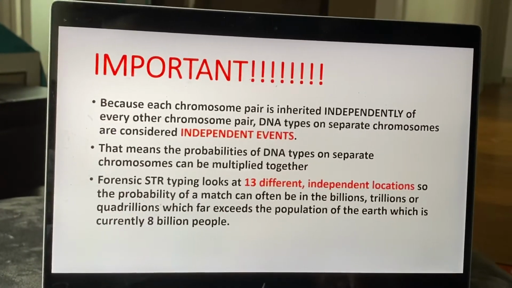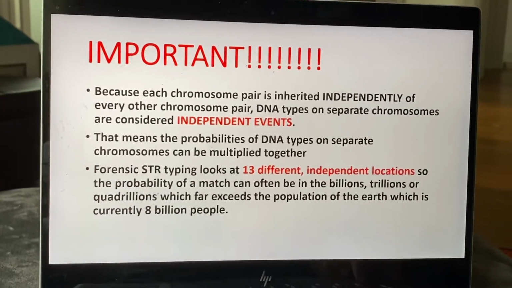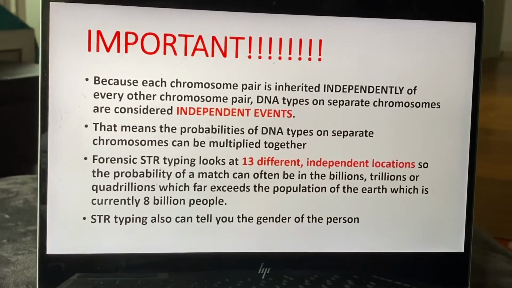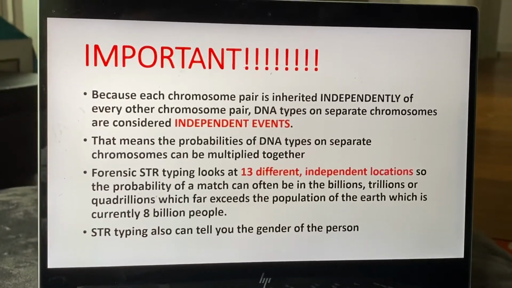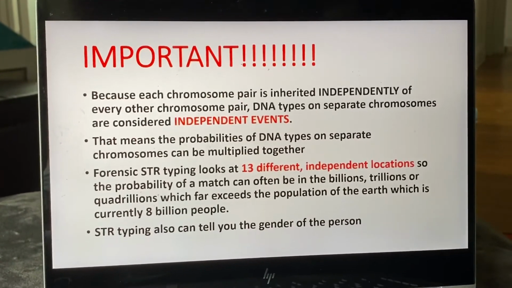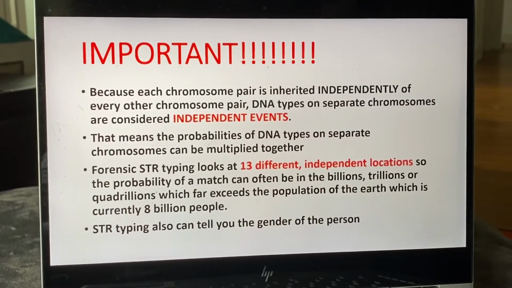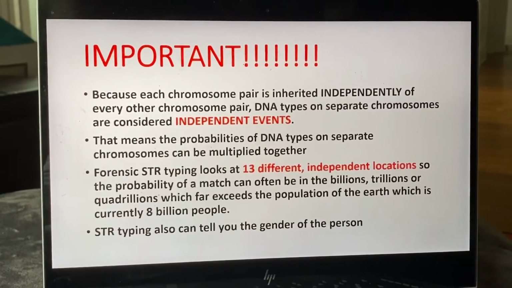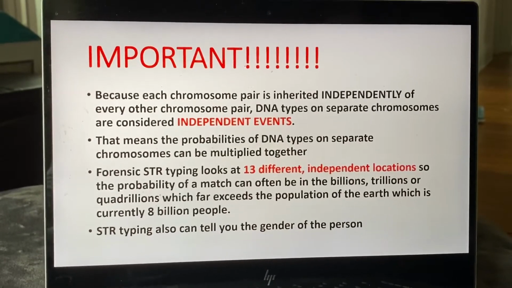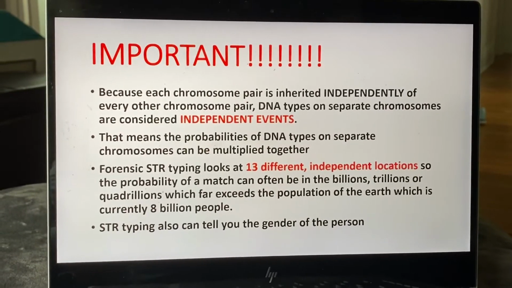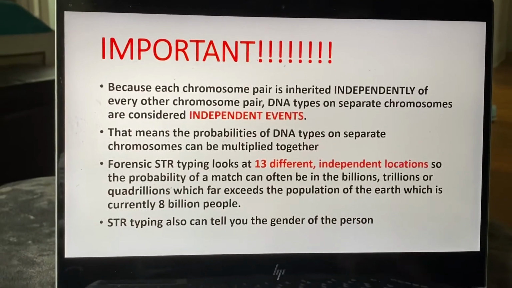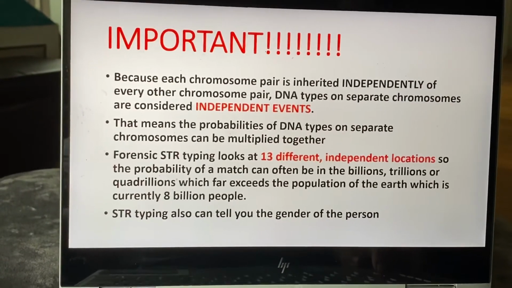So when you see those probabilities in the billions, trillions, quadrillions, what that basically means is that this DNA profile that matches the defendant or the suspect couldn't come from any other person on the planet Earth unless they have a same egg twin or triplet, a same egg sibling. And once again, STR typing can also tell you the gender of the person.